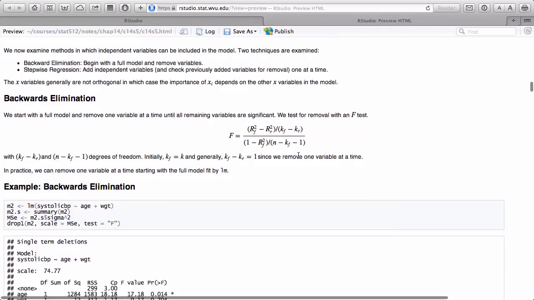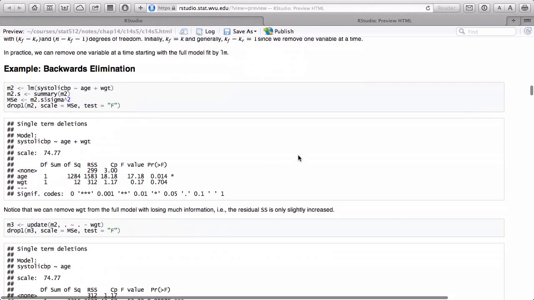Now R has a procedure for doing this, and I'll show you how R does it. First of all, I'm going to fit the full model: systolic blood pressure tilde age plus weight. I'll call that model M2. Then I'm going to get a summary for M2, and I call that M2.S for the summary. And I can extract the mean square error, which is sigma squared. In other words, if I take M2.S $ sigma squared, this gives me the mean square error for the full model.